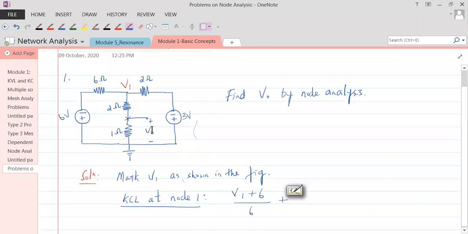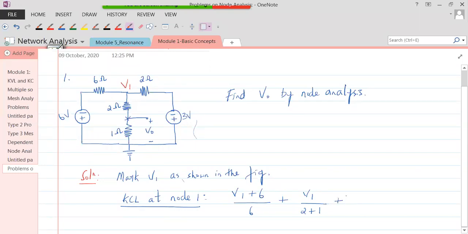Now see here, what is the current leaving node 1 in this branch? It is V1 by 2 plus 1, because 2 and 1 are in series. Understand that? So it's V1 minus 0. V1 minus 0 we don't write. Since it is the first time I'm finding the series combination, I'll do this. It's V1 by 2 plus 1. The same current is flowing through the 2 and 1 ohm.